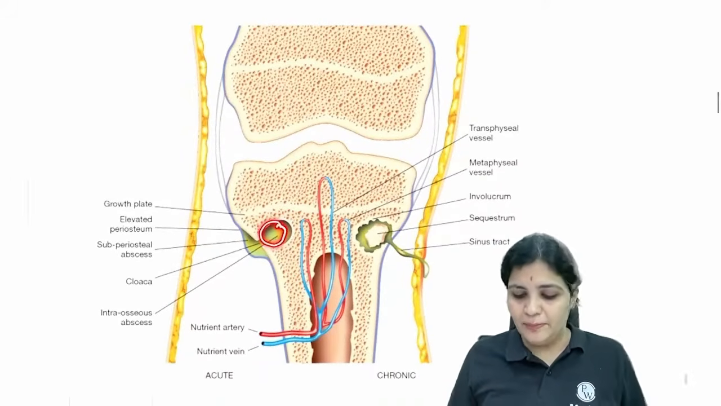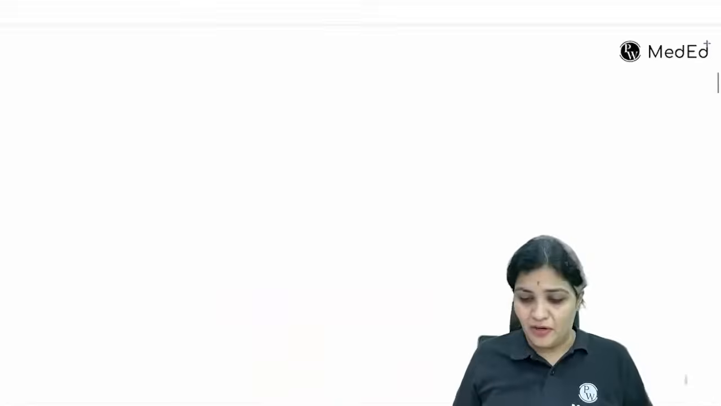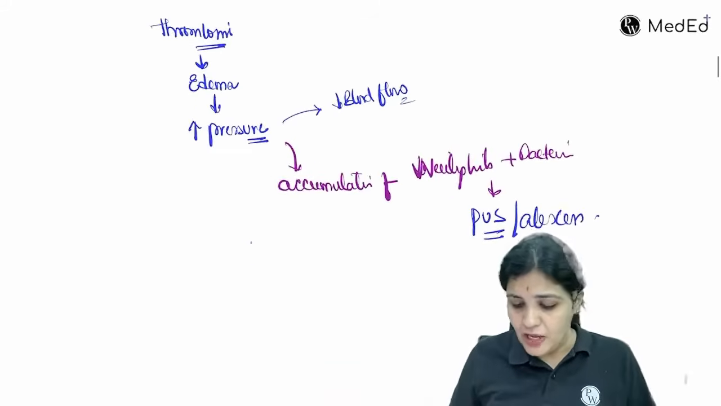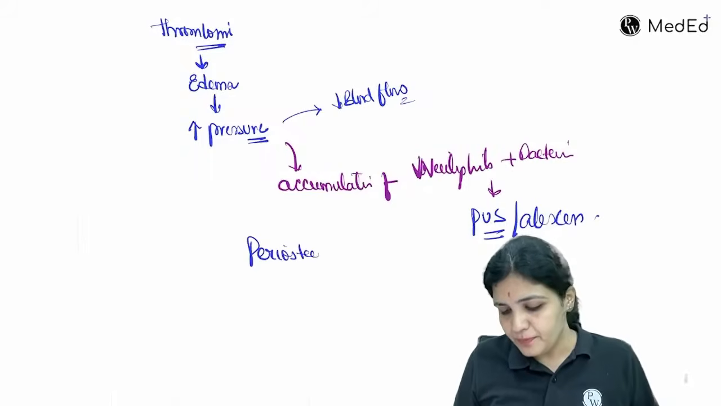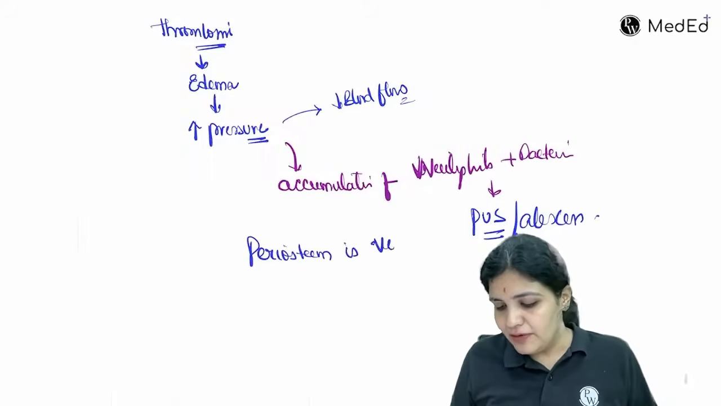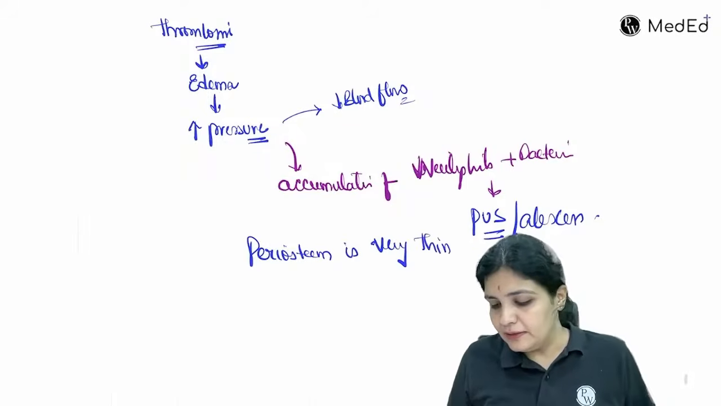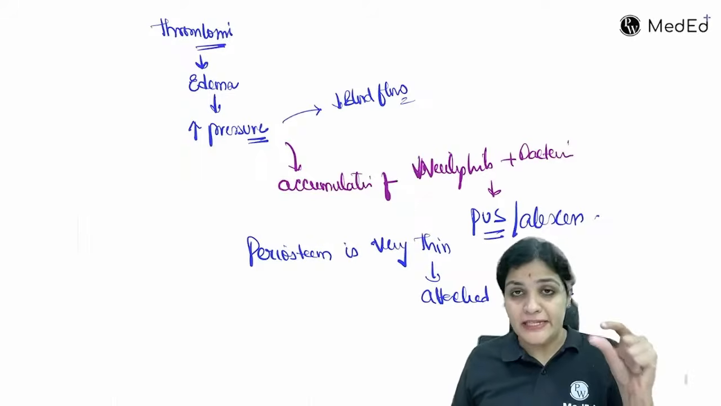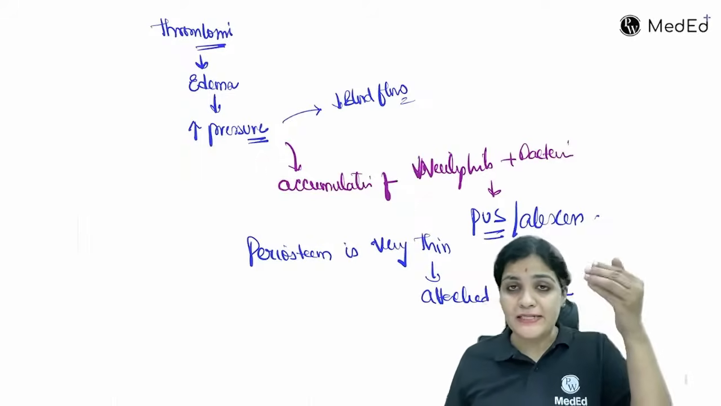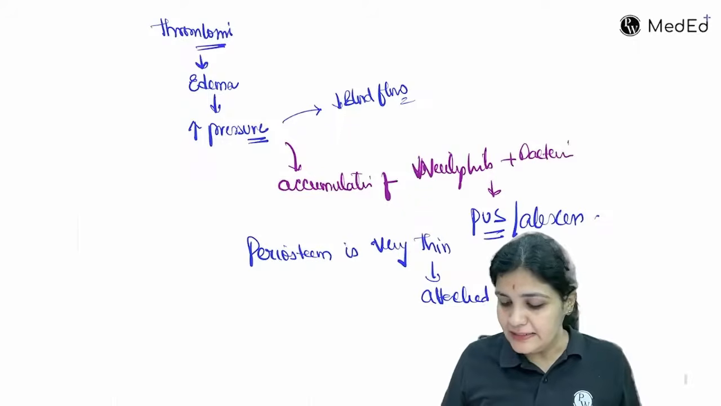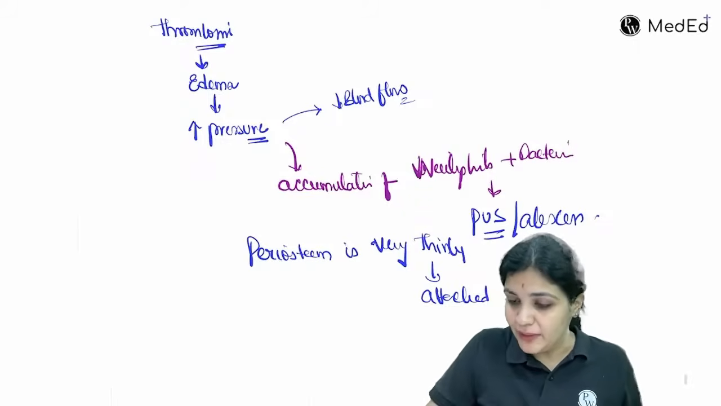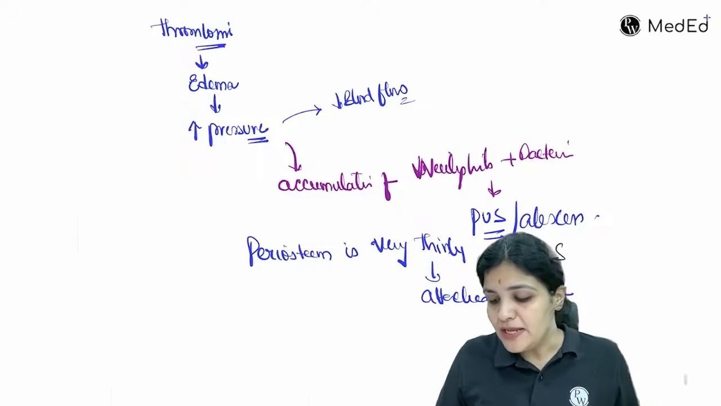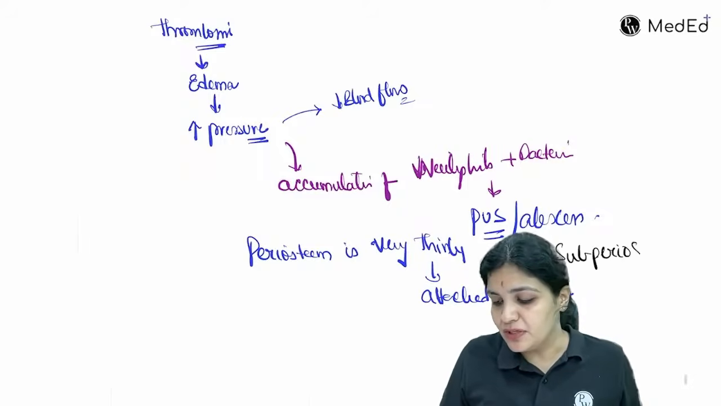So this pus will be present under the periosteum, because the periosteum in children is very, very thin, right? The periosteum itself is thick, but its attachment to the bone is a thin layer. Okay, very thinly attached to the bone. So this will get elevated, resulting in the formation of what? A subperiosteal abscess. So there will be formation of your subperiosteal abscess, right?